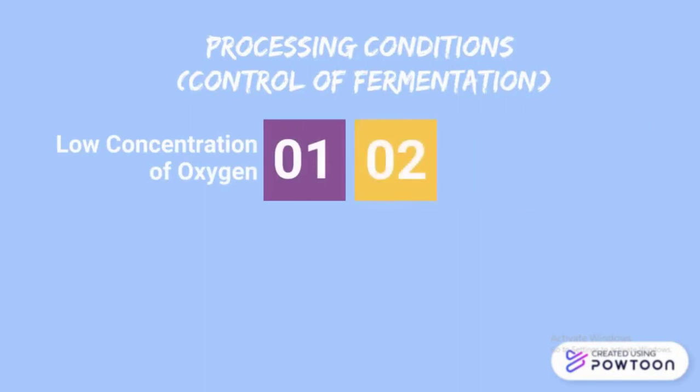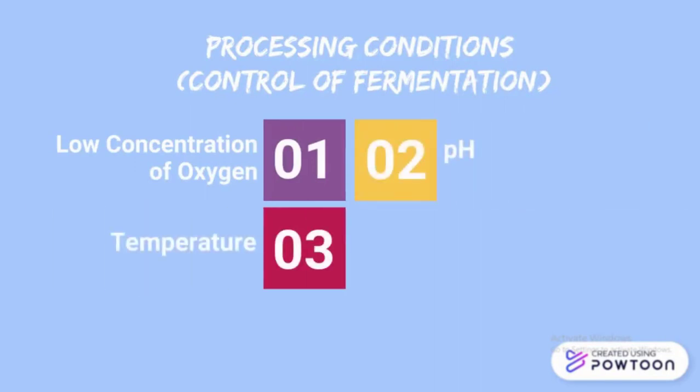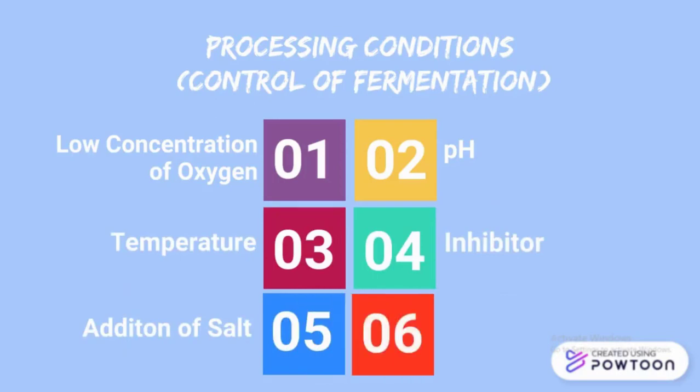Next is processing conditions, or control of fermentation. Sauerkraut is usually produced by fermentation of lactic acid bacteria. To stimulate the growth of desirable microorganisms for the fermentation, there are some factors and aspects that must be controlled or altered to ensure that desired microorganisms grow while spoilage microorganisms are inhibited. First, low concentration of oxygen, pH, temperature, inhibitor, addition of salt, and time.